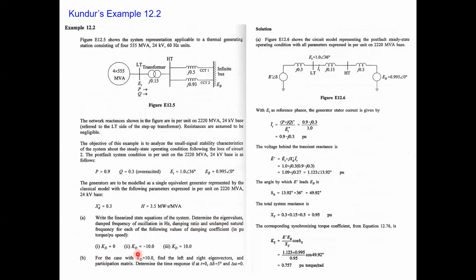Then for this particular case, find the left and the right eigenvectors and also determine the time domain response. So these are in two parts. The first part refers to steady state analysis, and the second part is mainly understanding the time domain response here, right?